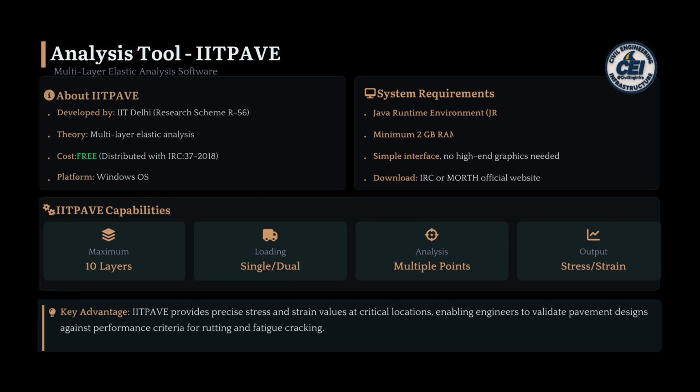IITPAVE can analyze up to 10 pavement layers. It supports single wheel and dual wheel loading. It allows analysis at multiple points. It provides output values for stress, strain, and deflection. This software was jointly developed by IIT Delhi and Banaras Hindu University specifically for Indian conditions.